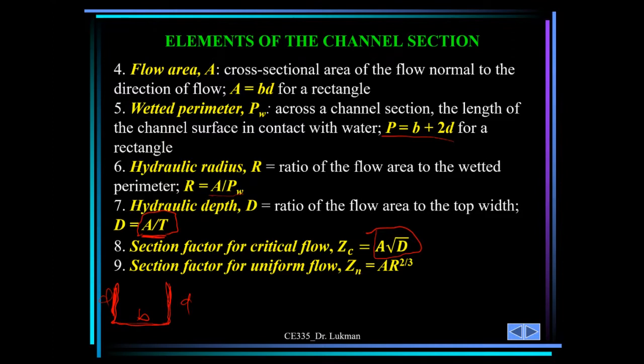And we have the section factor for uniform flow, which is A R to the power of 2 over 3. R is the hydraulic radius, which is also A over P. Okay, so these section factors, we use them in the design of the channel. Bear this in mind. We use the section factor for critical flow and the section factor for uniform flow.